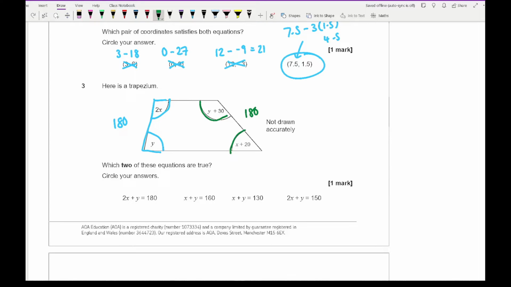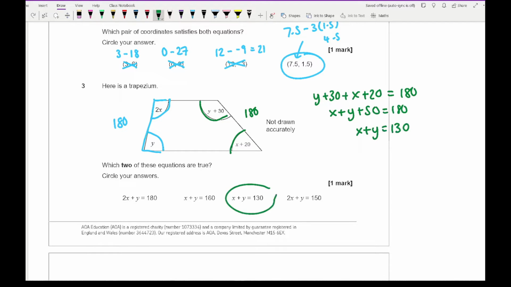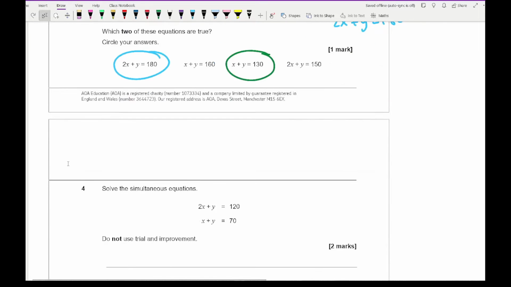So if I write down the equation of y plus 30 plus x plus 20, that should add up to 180. Now if I simplify that, I get x plus y plus 50 equals 180. Simplify that and I get x plus y equals 130, which is our third option. So looking at this situation here, I've got 2x plus y equals 180, which is our first option. So the correct answer should be our first and third option.